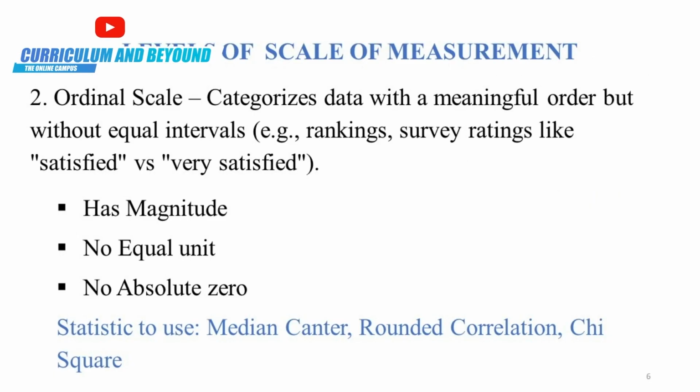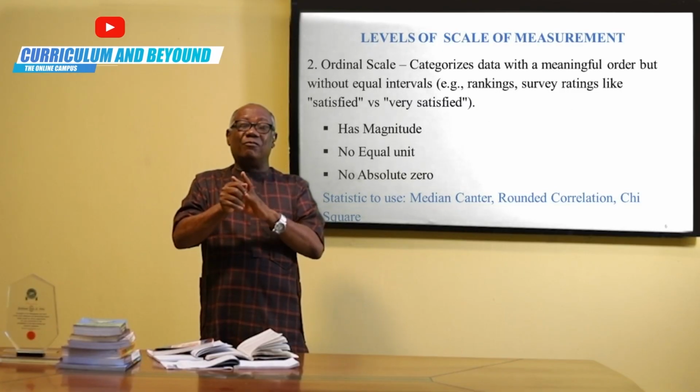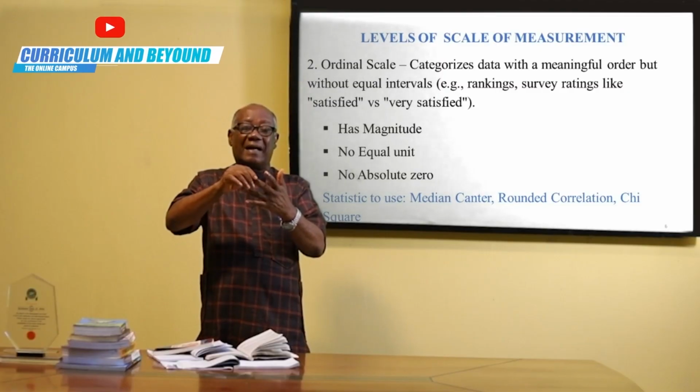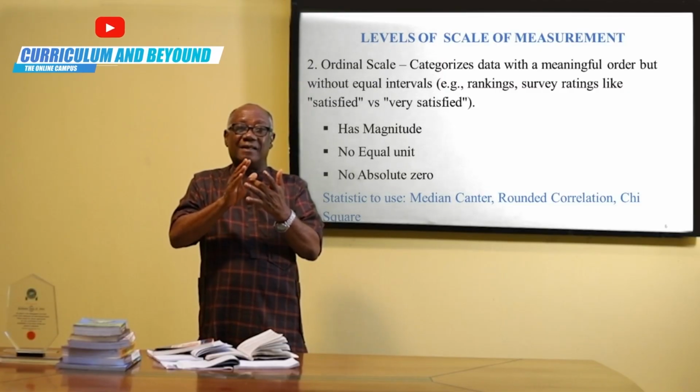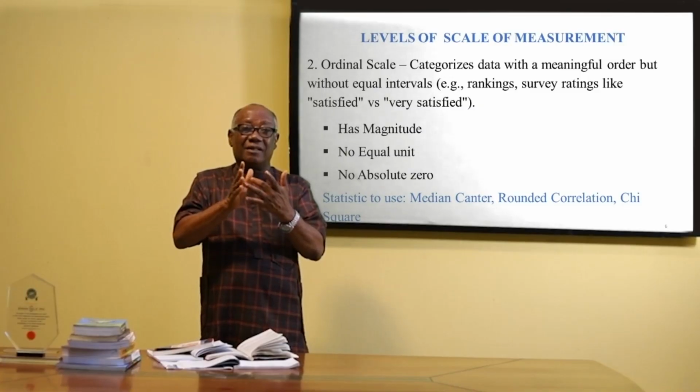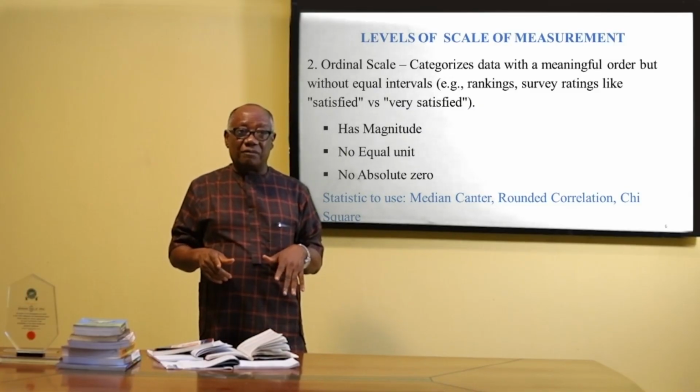1 has magnitude because it shows that 1 has the quality of being first, 2 has the quality of being second, but it has no equal unit, because the person who got first position may have an average of 86. The person with second position may have an average of 83. The person with third position can have an average of 70. So you see that the size, the number, they don't differ according to the position.